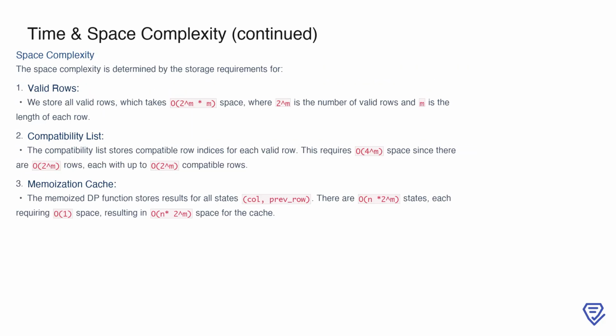Next, we examine the space complexity of the solution. The first factor is the storage of all valid rows. Since there are 2^m valid rows, each of length m, this requires 2^m*m space. Additionally, the compatibility list, which stores compatible rows for each valid row, takes 4^m space because we need to account for 2^m rows, each with up to 2^m compatible counterparts.